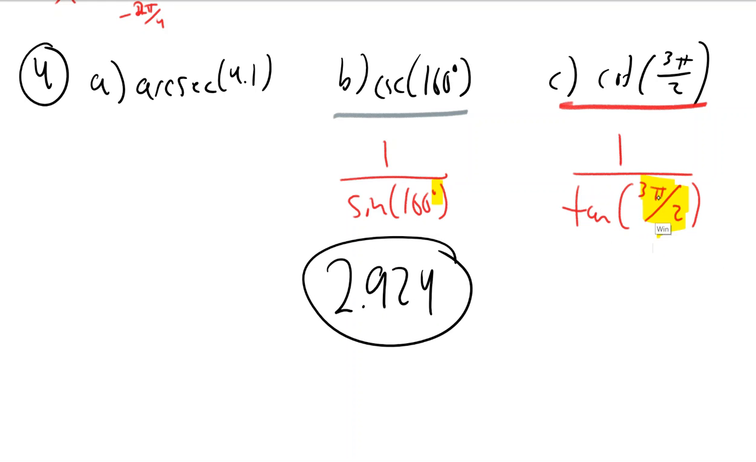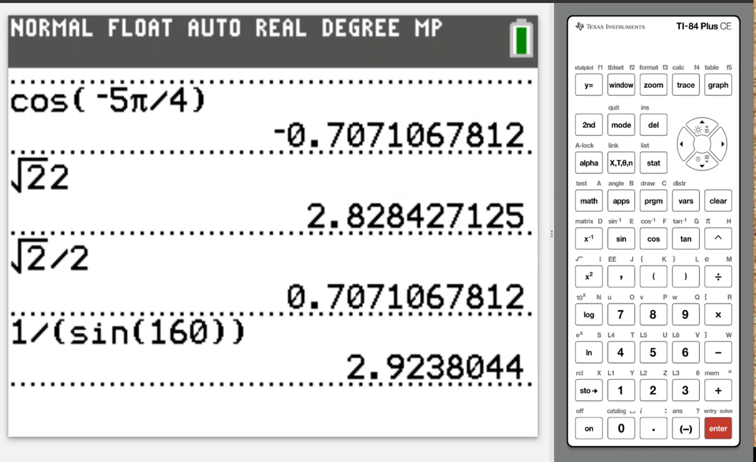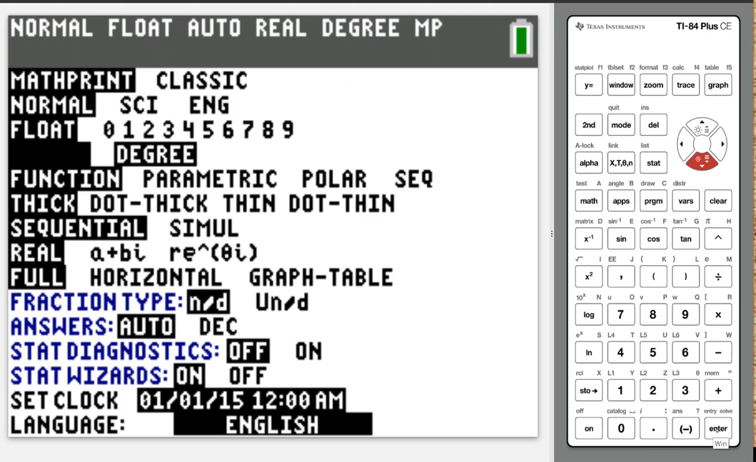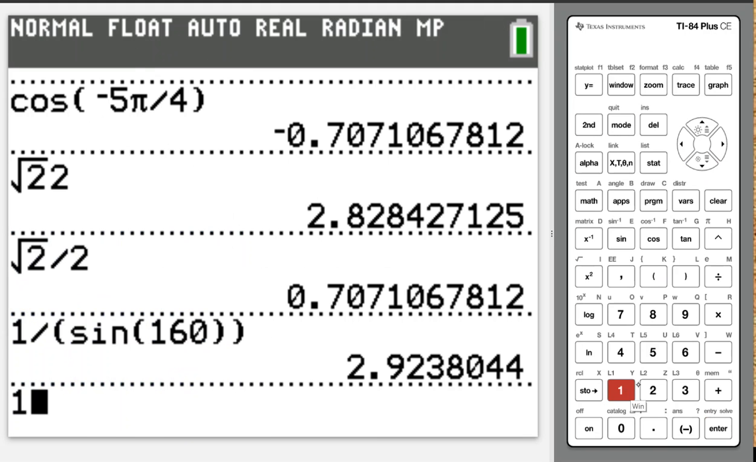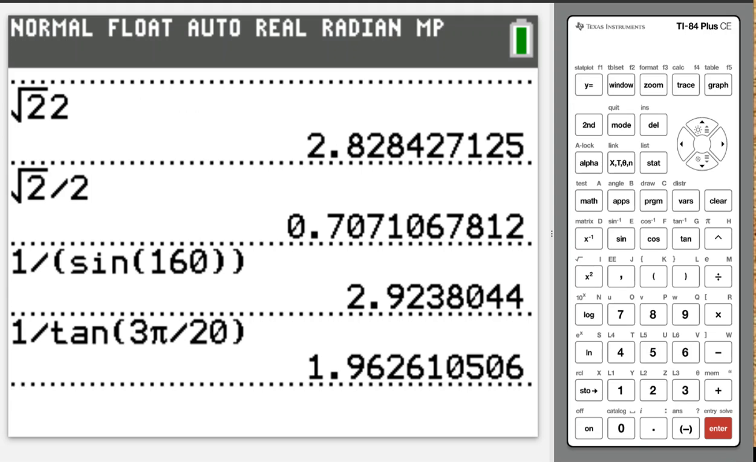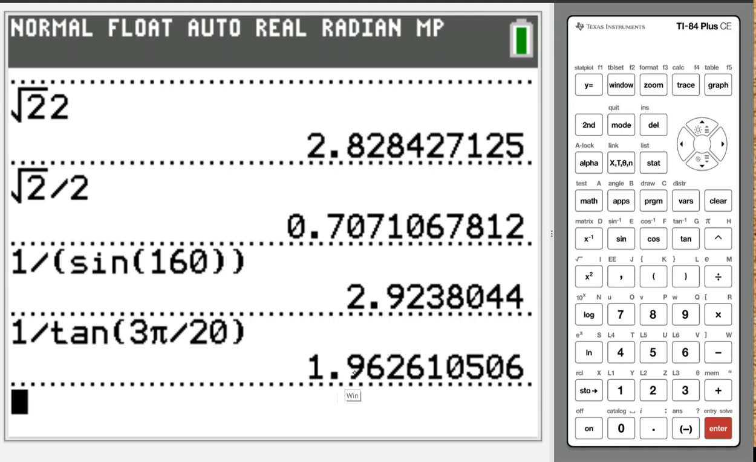Okay, for this one, 3 pi over 20 is in radians. So we would need to switch our calculator to radian mode first. And 1 over tangent of 3 pi over 20 is the same thing as the cotangent of 3 pi over 20. So about 1.963.